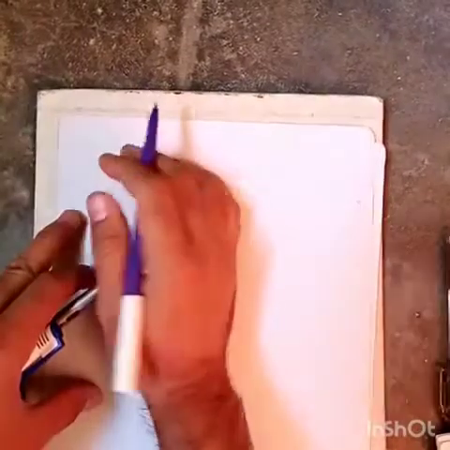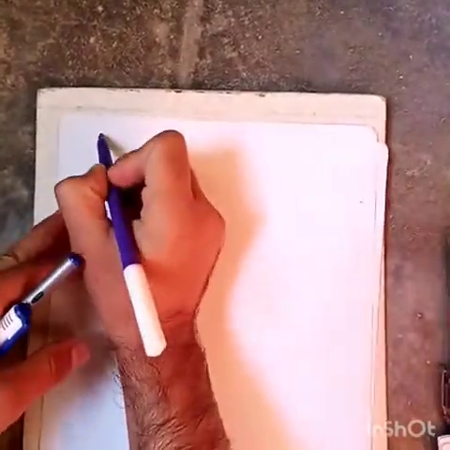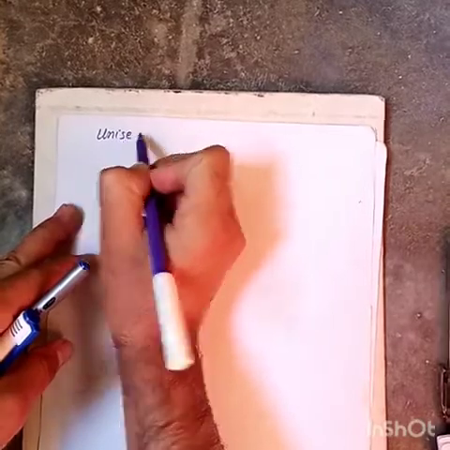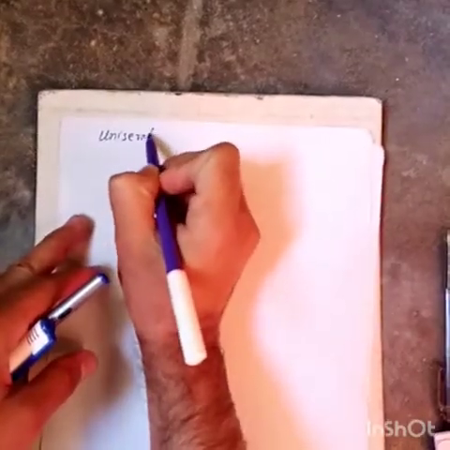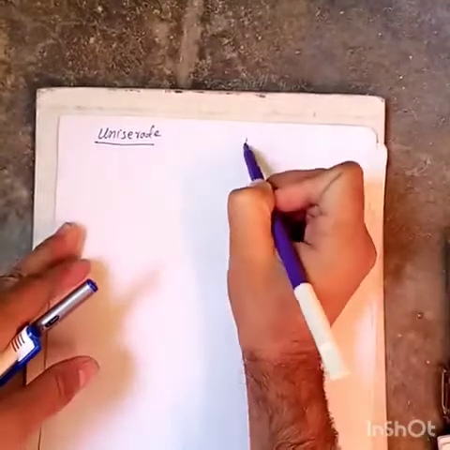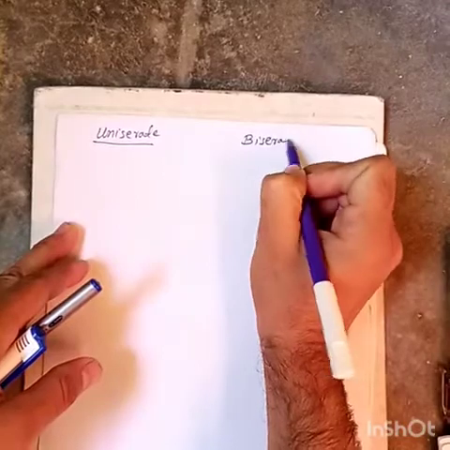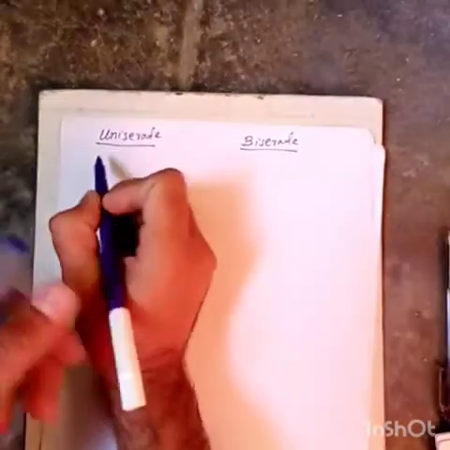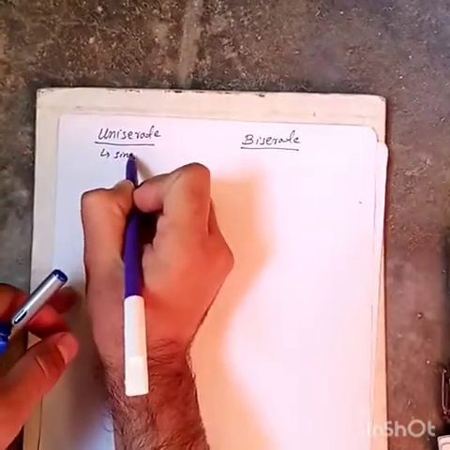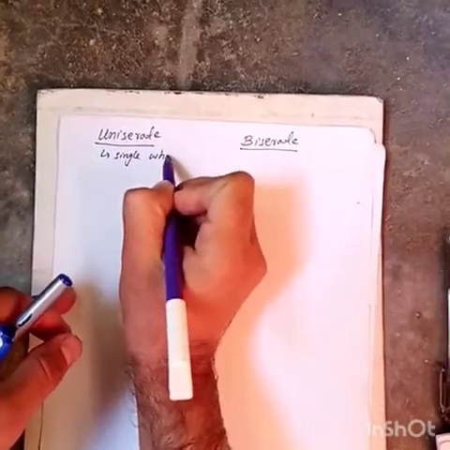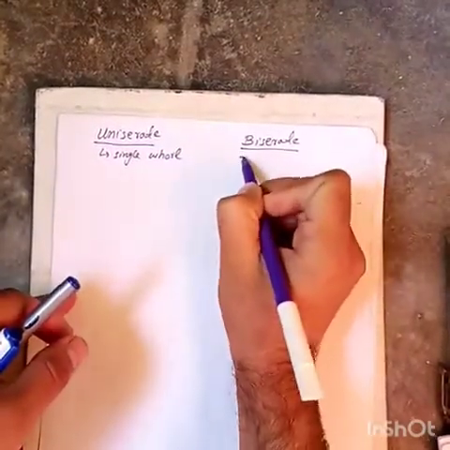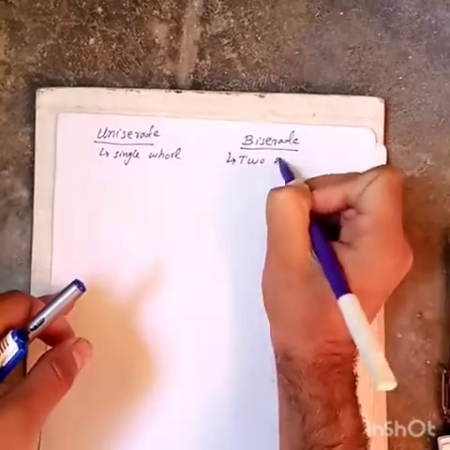Now stamen types on the basis of number of whorls. There are two types: uniseriate and the other one is biseriate. Uniseriate consists of a single whorl. Biseriate consists of two whorls.